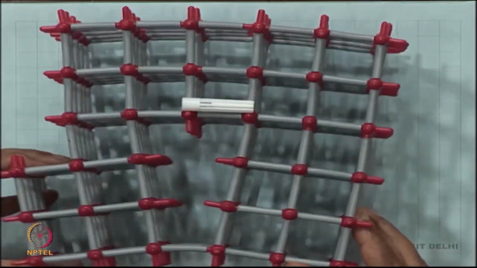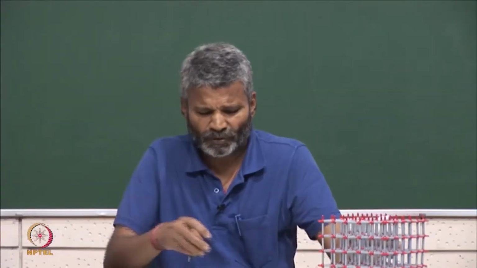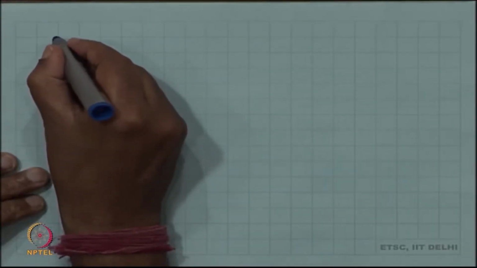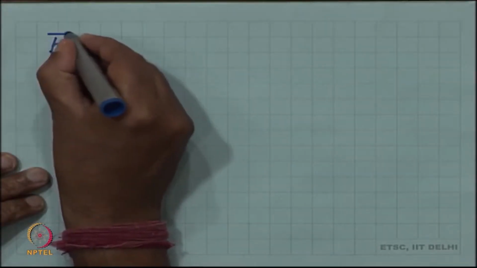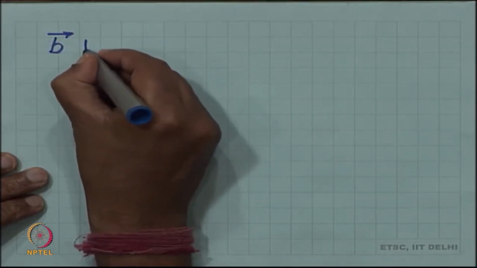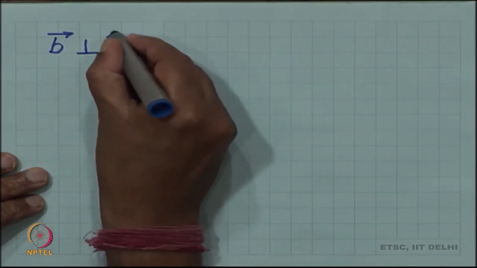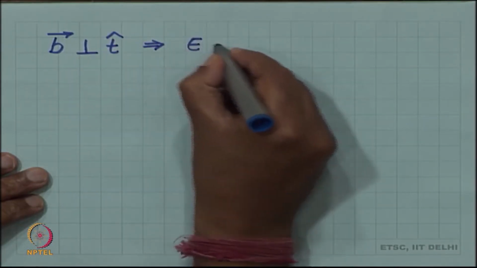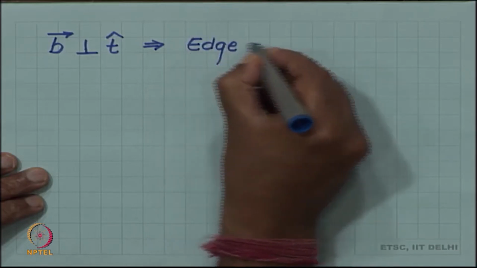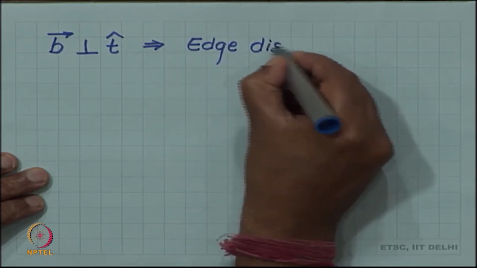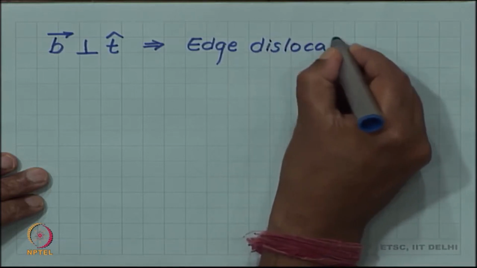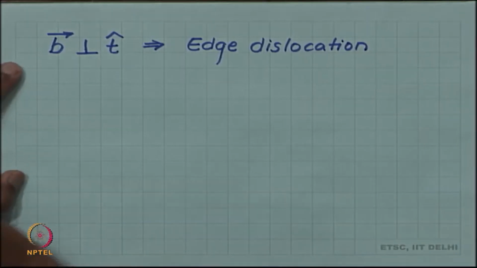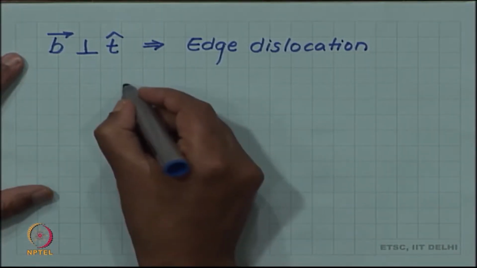So, in this case we know that for the edge dislocation, B and T are perpendicular. So, if B is perpendicular to T, we call the dislocation line an edge dislocation line.